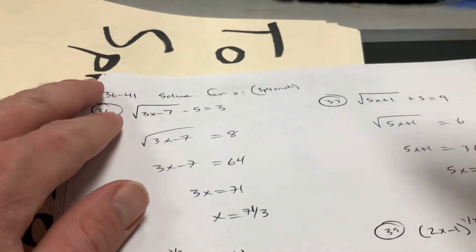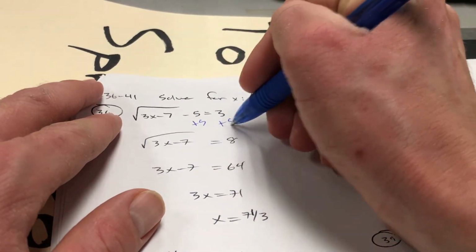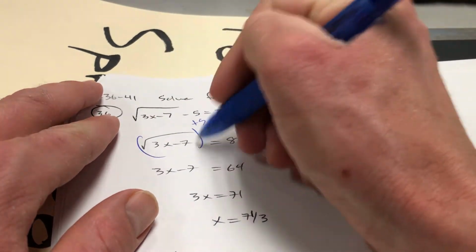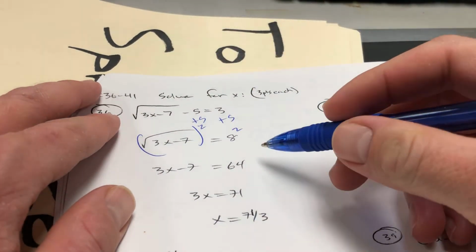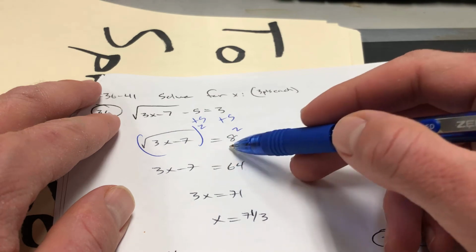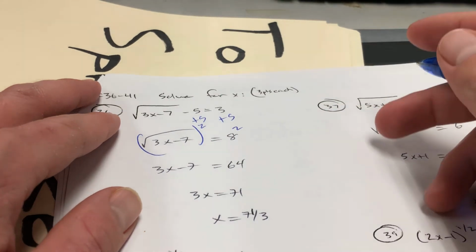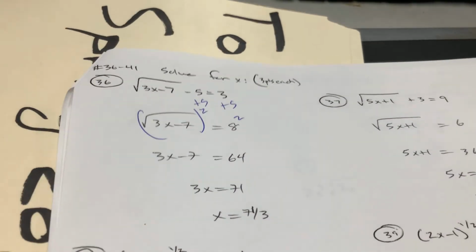36. I'm going to add 5 to both sides first. Now I got that square root all by itself, so I will square both sides. It means 3x minus 7 is equal to 64. 8 squared is 64, not 16. And then I keep solving.